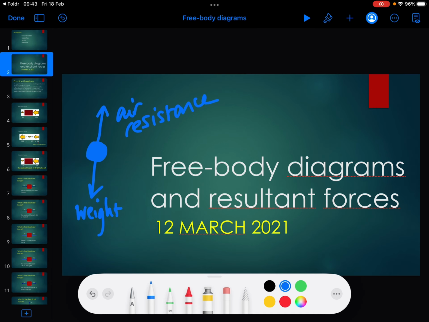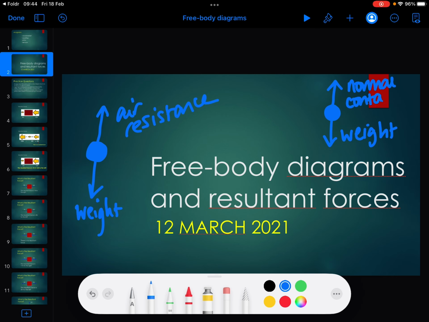Just a reminder that when we had an apple sat on a table, I'll put that over here. Again, I'm drawing that dot. I had an arrow downwards, again due to weight. But instead of air resistance pointing up, as opposed to air resistance, because it was sat on a solid surface, we had normal contact force.